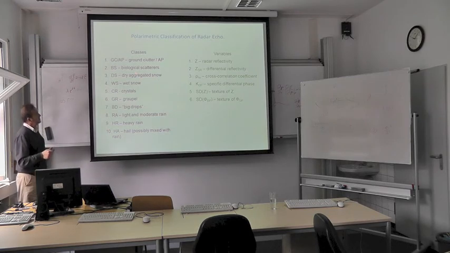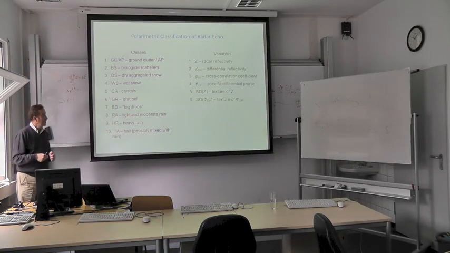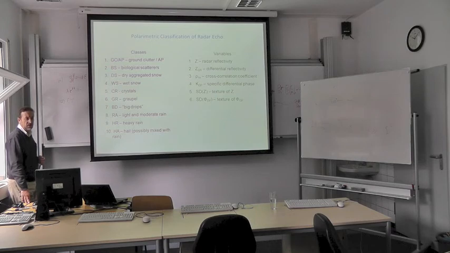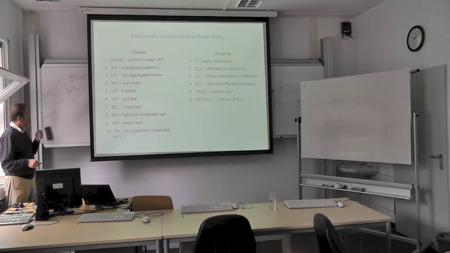At the moment, what is being implemented operationally in NEXRAD, the 88D, is growing at a very fast pace in the United States. Almost half of the total network is now polarized. Okay, then 10 classes have been selected, between which the classification is made. It's ground clutter and anomalous propagation, a non-meteorological class. Another non-meteorological class, biological scatterers.